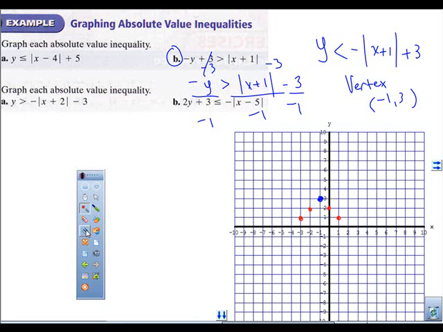And then let's graph our line. Right. Now it's going to be dotted. Why is it going to be dotted? Well, because there's no equal to line right here, so we're going to make a dotted line. Right. Now, where are we going to shade? If it's less than, we're going to shade down below the graph. So we're going to be shading inside this area right here. Okay?